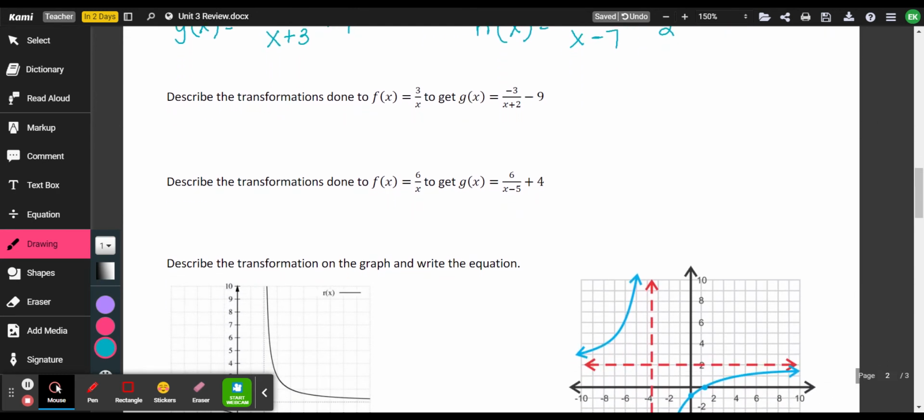Describe the transformations. Remember, describe means use words. So from 5 over x to get negative 3 over x plus 2 minus 9. So first of all, I'm going to start with that negative because I know that that means a vertical flip, okay?